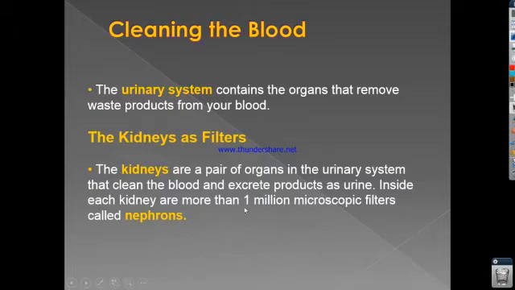Inside each kidney are more than 1 million microscopic filters called nephrons. As we know, we have 5.6 liters of blood inside our body. But can you imagine your kidney filters the blood 350 times per day? So it can filter 2,000 liters of blood each day. But how? We have only 5.6 liters. Yes, because it is in continuous circulation. Now, what is a nephron? Nephrons are microscopic filters in the kidney that remove wastes from the blood.